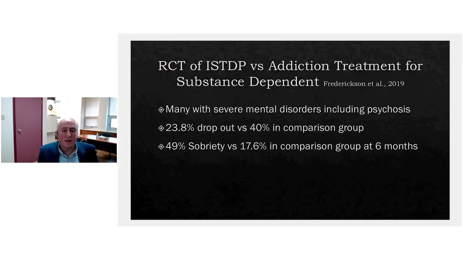This is a brand new study we just published, so I don't have all the details on it yet, but this is with substance addiction, using this approach that we use here for substance-dependent population. So a fifth of these people had a psychotic disorder, 21%. 25% had antisocial personality disorder. It's a very tough population. And 23% dropout only, which I'm told is quite low. And they had an almost 50% sobriety rate at 6-month follow-up, which I'm told is quite high.